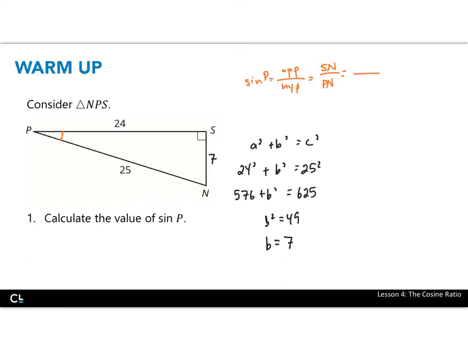So now I can come back up here, write my proportion. Sn is 7. Pn is 25. So the sine of p is going to be 7 over 25. And we could put that in our calculator and get a decimal equivalent of that also. Okay.